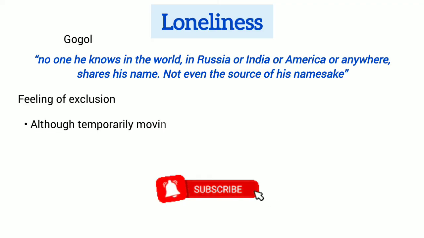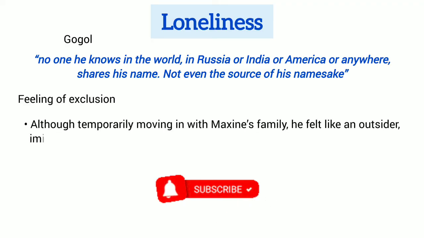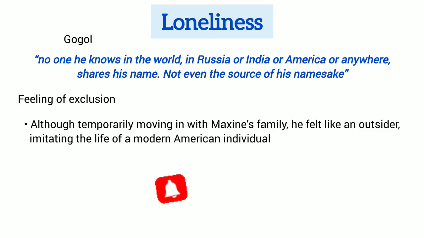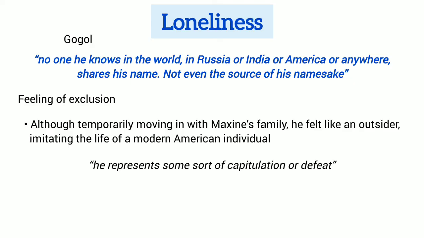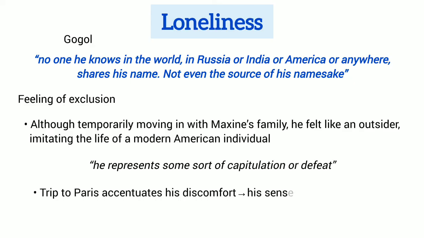Although temporarily moving in with Maxine's family, he somehow felt like an outsider, imitating the life of a modern American individual. Gogol, in his marriage to Moushumi, struggles with moments of alienation, questioning if he represents some sort of capitulation or defeat. Their trip to Paris accentuates his discomfort, wishing it were her first time to alleviate his sense of displacement. The sense of foreignness and displacement is linked to the next most important theme of The Namesake, which explores the convoluted fabric of Bengali American identity.